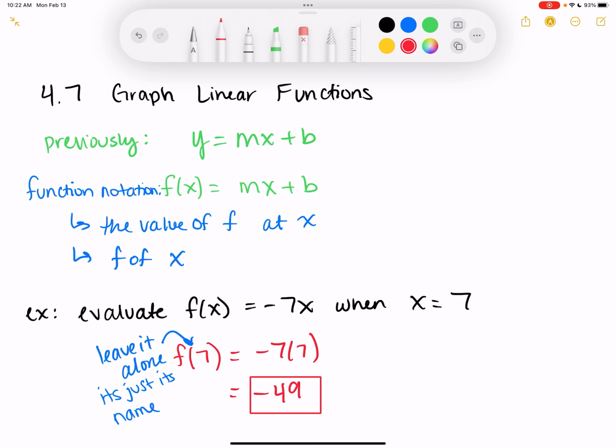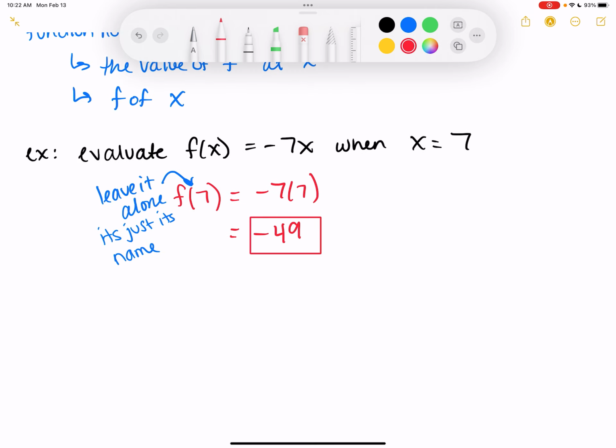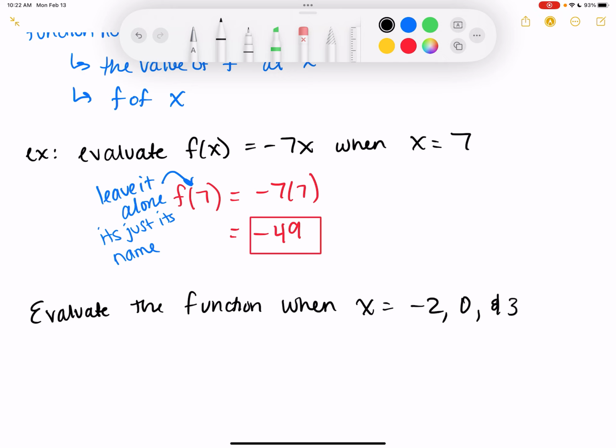I'm going to come back to that note later, but today I just want to focus on the solving part, and then we'll get into the graphing part, the little bit of the graphing that's in this section, probably tomorrow. So these say to, so I'm going to write what they say. Evaluate the function when x is equal to negative 2, 0, and 3. So there'll be 3 separate problems that we're solving here.